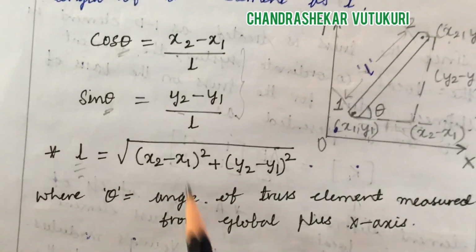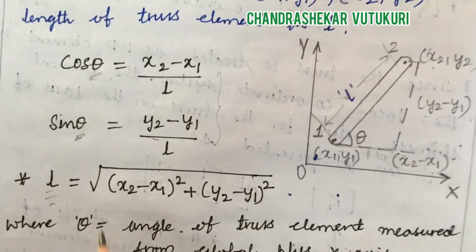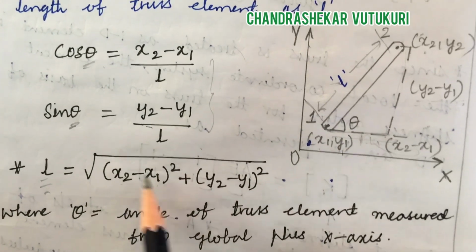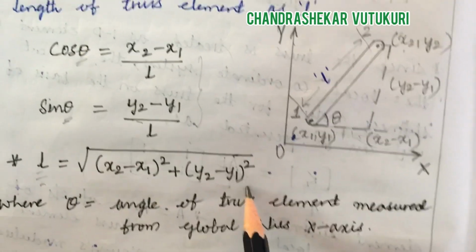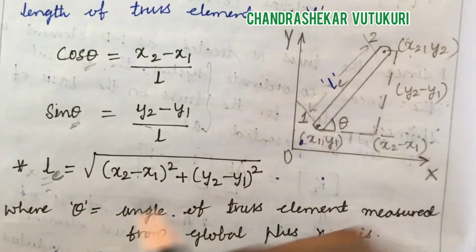What is the length of the element, and how do we calculate it? This is not linear, this has a bit of inclination. So by Pythagoras, the length is the square root of x2 minus x1 whole square plus y2 minus y1 whole square. If the length of the element is not given, you are supposed to work it out with this formula.